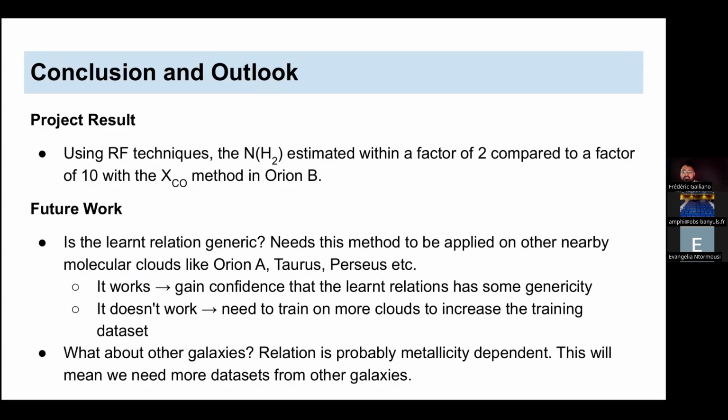So now what should we do further? The future goal can be to prove the generality of the machine. For that, we need to use this machine on other nearby molecular clouds like Orion A, Taurus, and Perseus. If it doesn't work, then we have to train the machine on them as well. And what about other galaxies? Since this relation might be metallicity dependent, maybe we need to train the machine on other galaxies and increase the data sets.